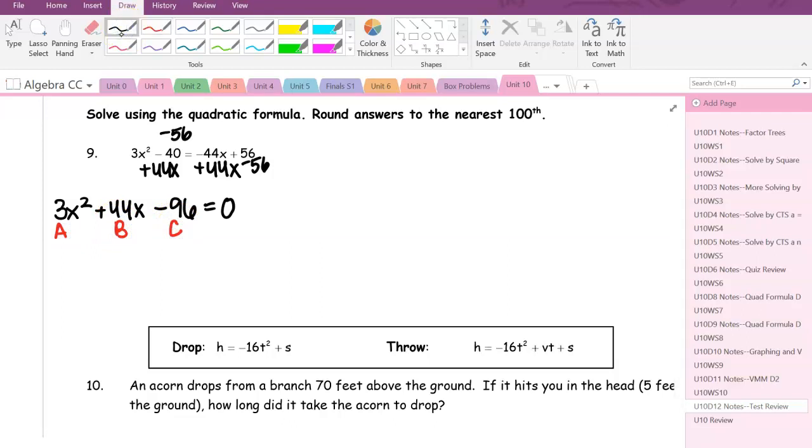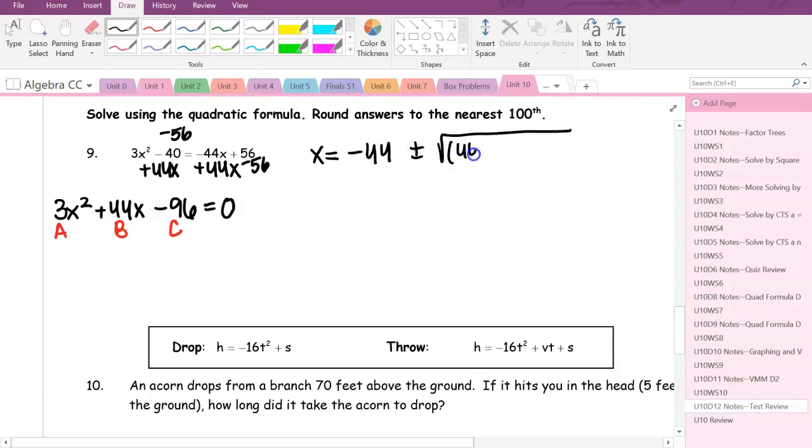All right, here we go. Quadratic formula: x equals the opposite of b, so that's negative negative 44, plus or minus the square root of b squared minus 4, my a value is 3 and my c value is negative 96, all over 2a. So 2 times 3.